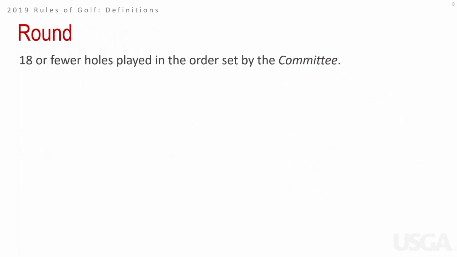The final slide here before we take some questions is what constitutes a round of golf. And the definition of a round is 18 or fewer holes played in the order set by the committee. So in GAP events, we either start off the first tee or the 10th tee, depending upon the size of the field. And the round of golf is 18 or fewer holes played in that order. So if you start on the first hole, you end on the 18th hole. If you start on the 10th hole, you end on the 9th hole. Rounds can be less than 18 holes, but they can't be more than 18 holes.